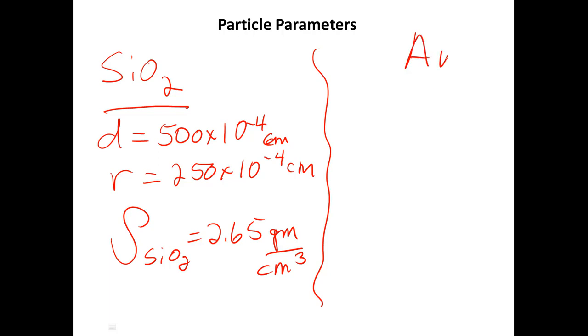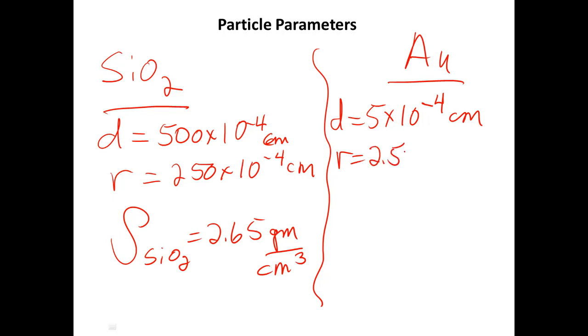The other particle type in this system is gold. We'll do a similar breakdown in terms of CGS units for gold. Here the diameter is 5 times 10 to the minus 4 centimeters. Radius, half that value.